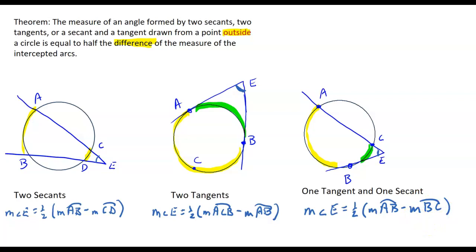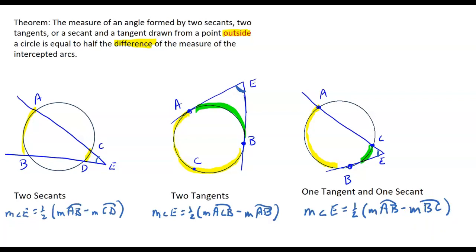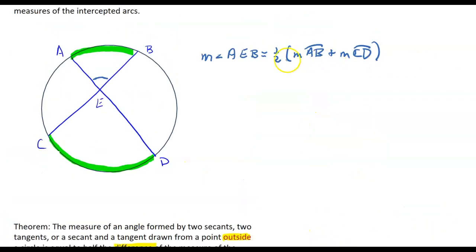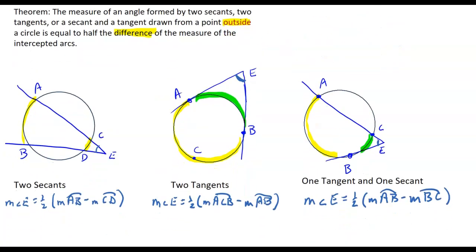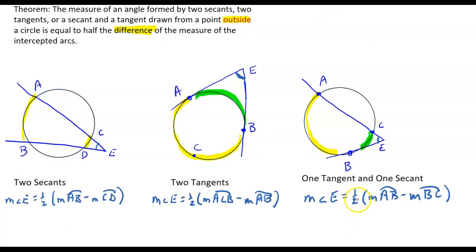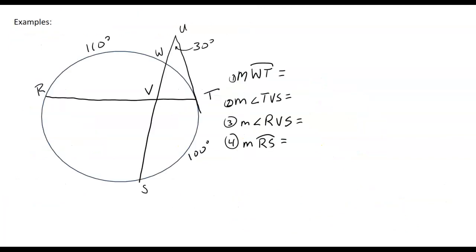So here's the rule. If the angle is formed by chords, so it's inside the circle, it's half the sum. If the angle is formed by secants or tangents outside the circle, it's half the difference. So let's apply what we just learned to some examples.